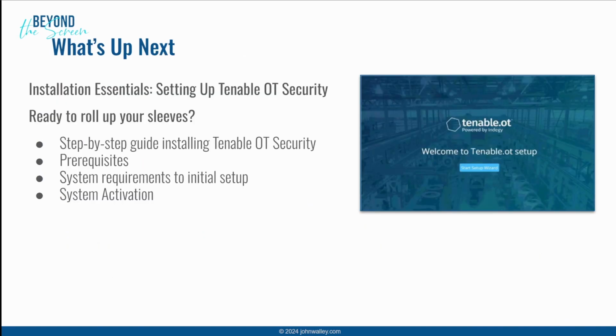So what's next? We've talked a little bit about OT, what that space looks like, what's critical infrastructure and why it's important. We've done a little bit of introduction to Tenable OT Security and how it fits in. In our next episode, we're going to have a step-by-step guide on installing Tenable OT Security. We're going to talk about prerequisites, system setup, and how to activate those. So this may be an episode A, B, and C. We'll see how long each one of these is.